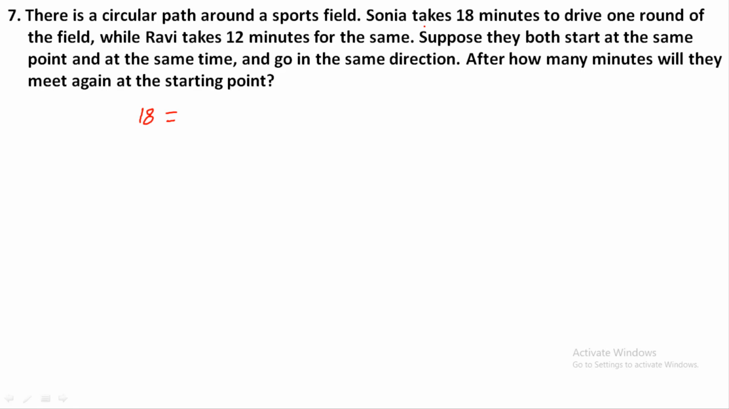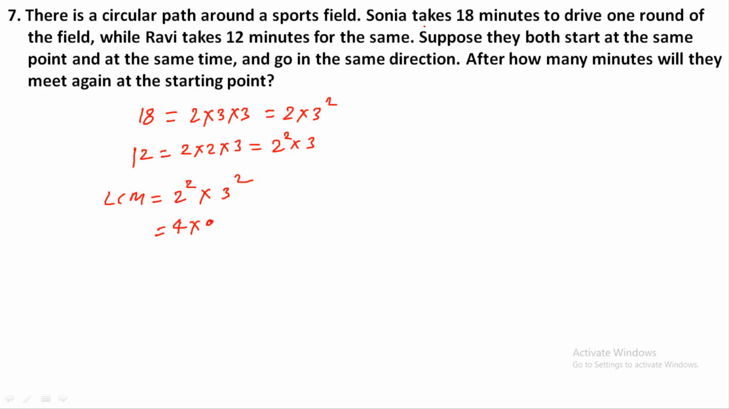So 18 के प्राइम फैक्टर्स क्या हो जाएंगे 2 into 3 into 3. It means that 2 into 3 square and then is 12. So it can be written as 2 into 2 into 3. That means 2 square into 3. So what will be its LCM? So LCM, we write the maximum powers. So we write here 2 square into 3 square. It means that 4 into 9 and that means 36. Okay, so they will meet together after 36 minutes. कितने मिनट बाद वो वापस मिलेंगे? After 36 minutes. Okay, so thank you everyone and stay tuned.